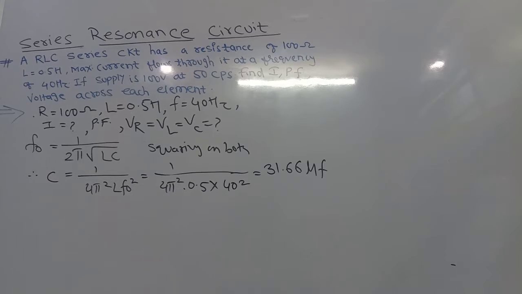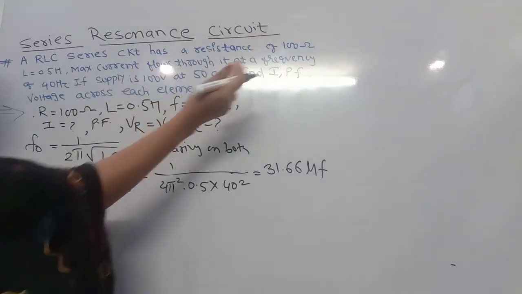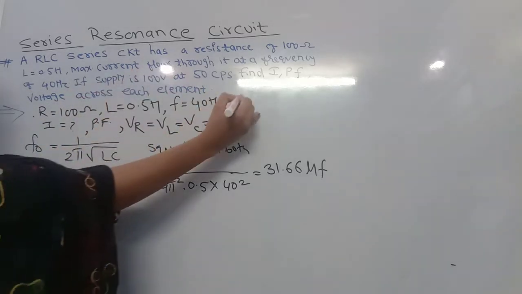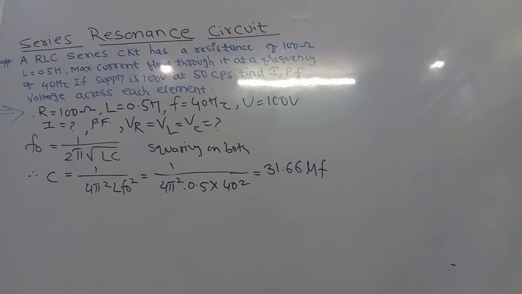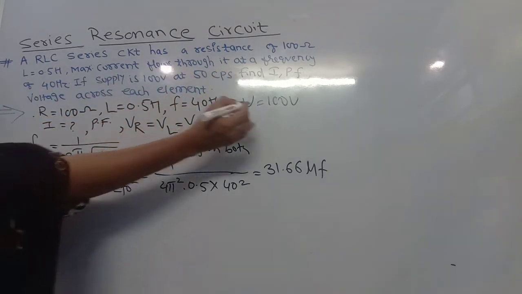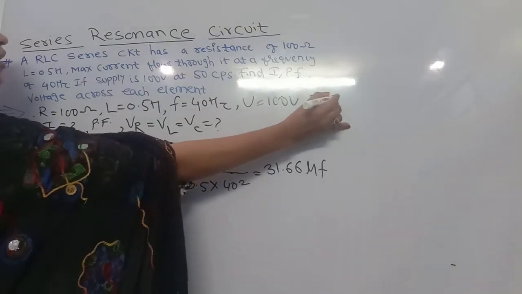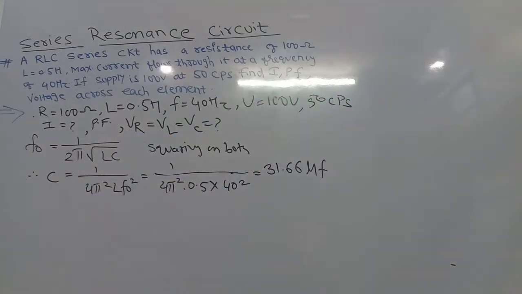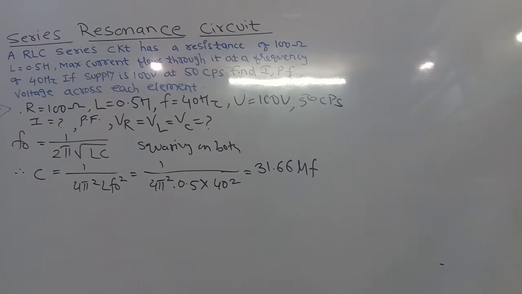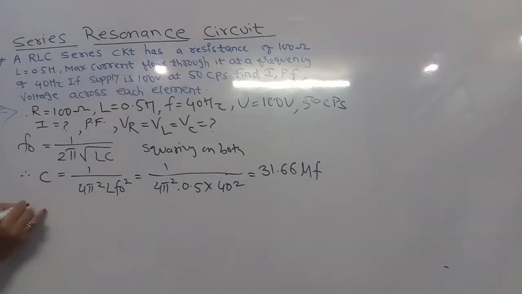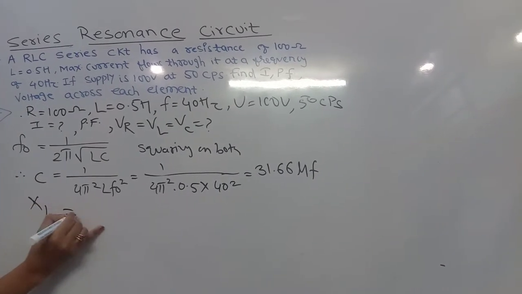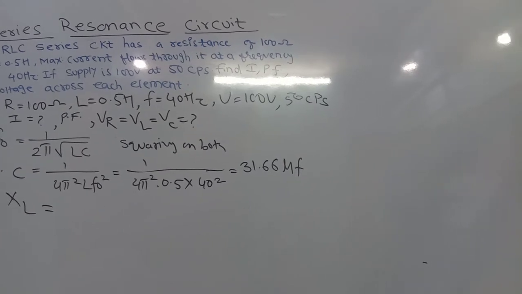The second step: 100 volt is mentioned, that is V is equal to 100 volt. The second parameter mentioned is 50 cycles per second. Now we need to calculate the current. How we can calculate the current, we will see later on. Before that we will go through the reactances, inductive reactance and capacitive reactance. How can we calculate the inductive reactance and the capacitive reactance?